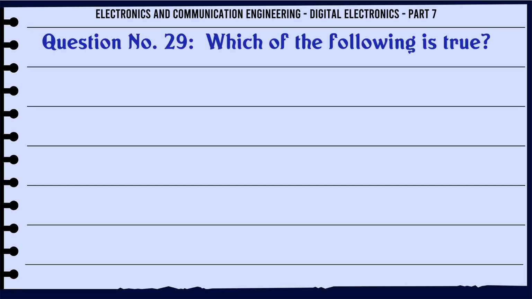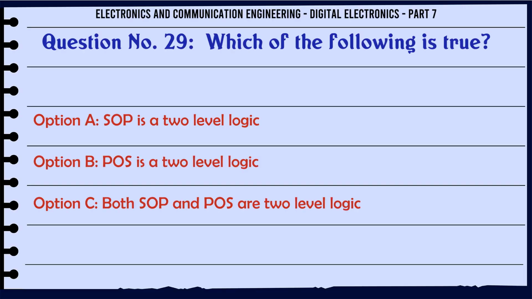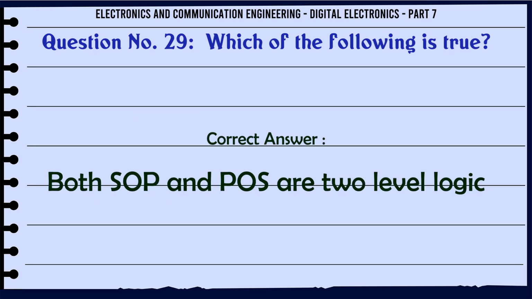Which of the following is true? A) SOP is a 2-level logic. B) POS is a 2-level logic. C) Both SOP and POS are 2-level logic. D) Hybrid function is 2-level logic. The correct answer is both SOP and POS are 2-level logic.